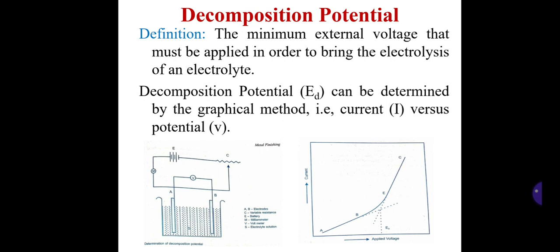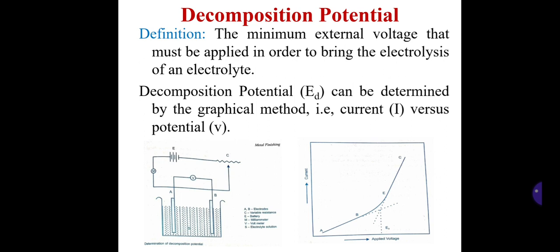Now we'll see the second one, which is named decomposition potential, and it is defined as the minimum external voltage that must be applied in order to bring about the electrolysis of an electrolyte. Decomposition potential is represented by the symbol ED, and it can be determined by the graphical method, that is current versus potential. You can see the second picture in this slide, which shows the graphical representation of current versus potential.